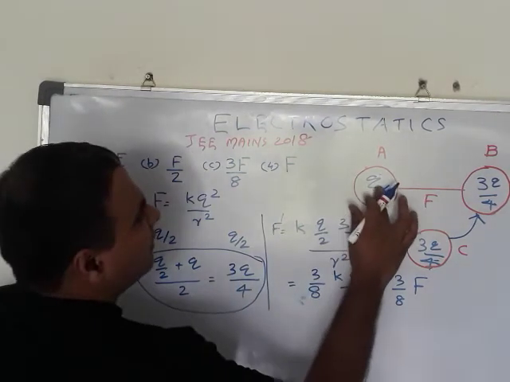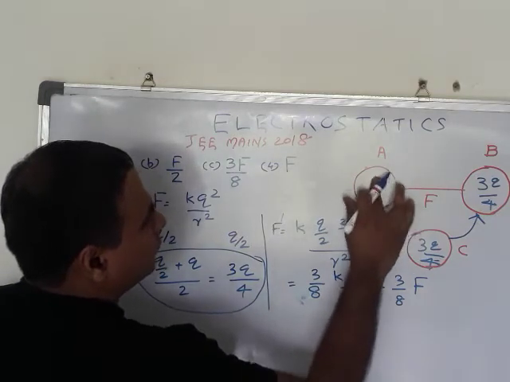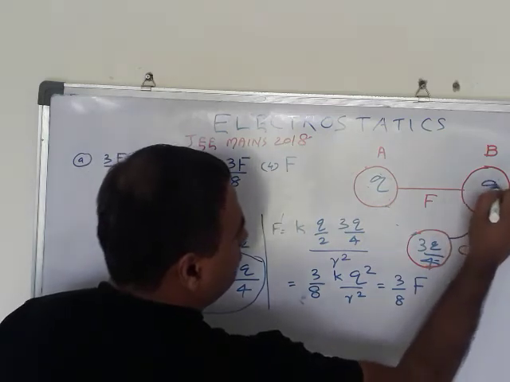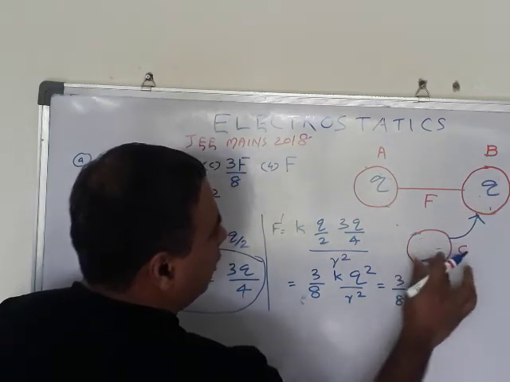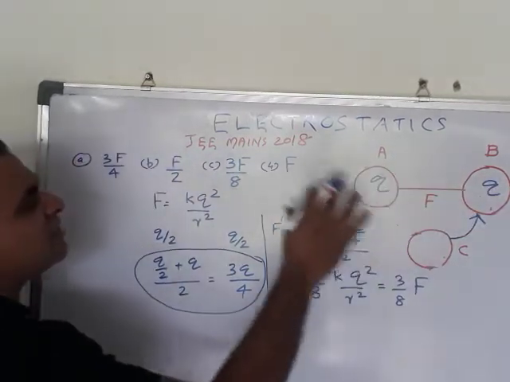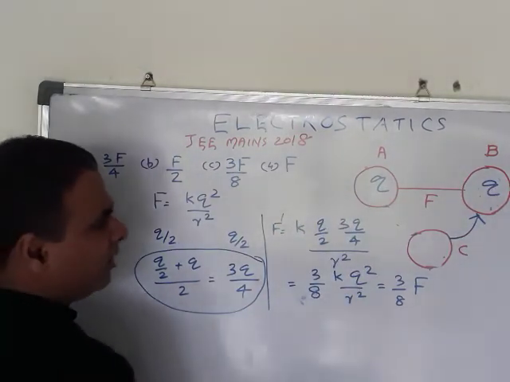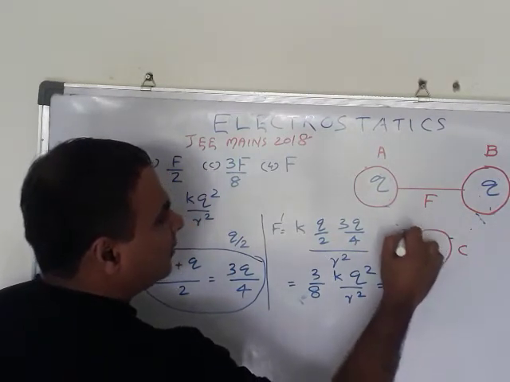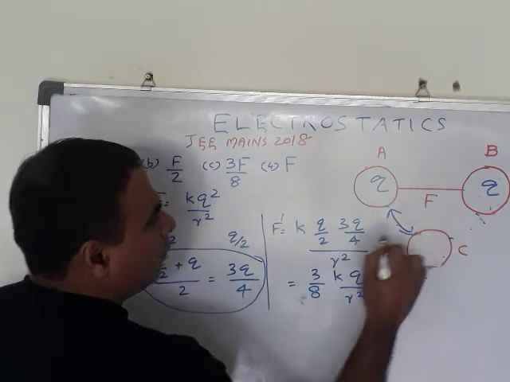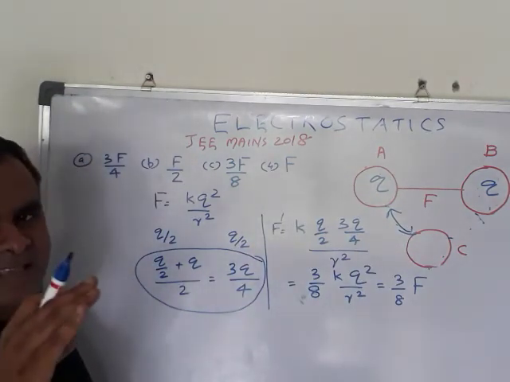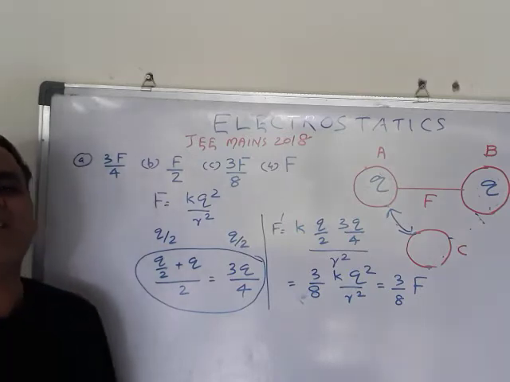In the beginning, A is having charge Q, B is also having charge Q, C is not having any charge. So the force between these two charges is F. I am bringing C in contact with A. So by the principle, the charge will be equally shared between the spheres.